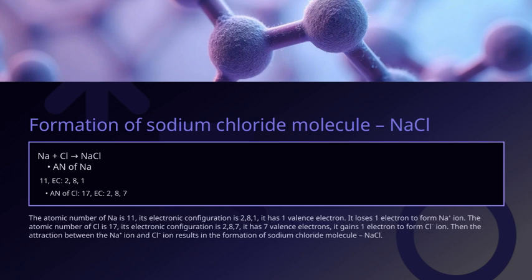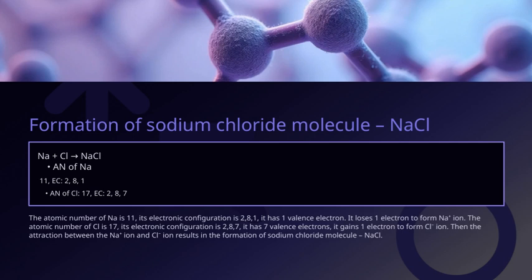When sodium loses its valence electron and chlorine gains 1, these oppositely charged ions are attracted to each other due to electrostatic forces. This attraction results in the formation of an ionic bond, creating sodium chloride, or NaCl. So, in essence, the key points here are that sodium and chlorine interact through electron transfer, sodium giving up 1 electron and chlorine gaining 1, and this transfer leads to the formation of ions that bond together to form NaCl.